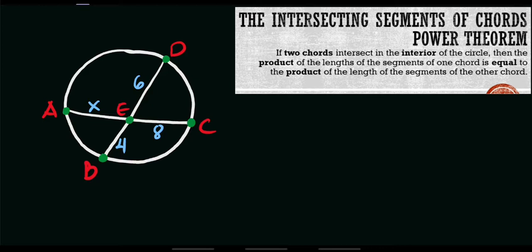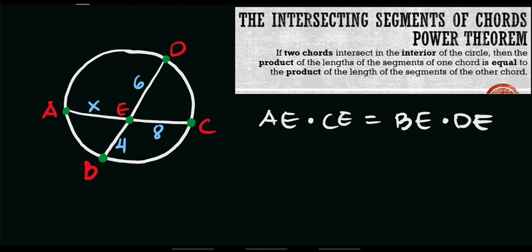So, if you're asked to solve for the value of x, again, sulat lang natin muna yung formula. So, we have AE, line segment AE times yung karugtong niya. So, we have CE, equal sa product ng kabilang mga segments. Okay, we have BE, line segment BE times line segment DE. Okay, so after that, just substitute the values.